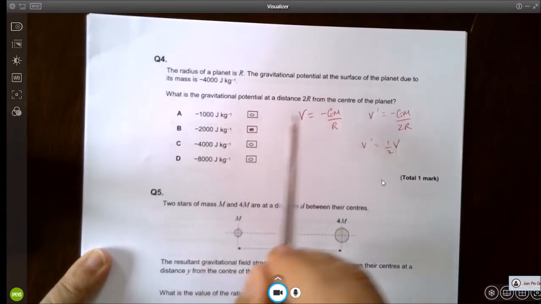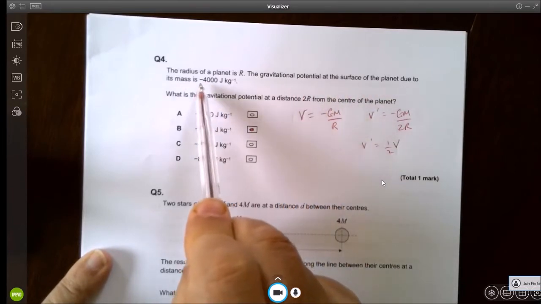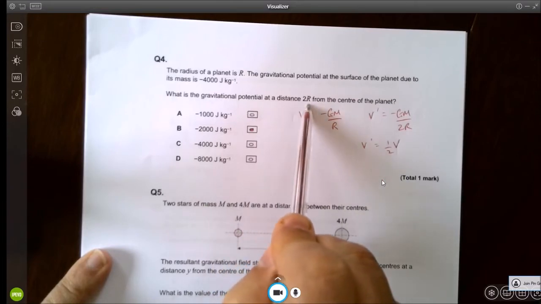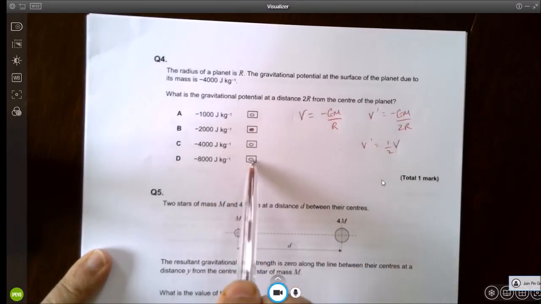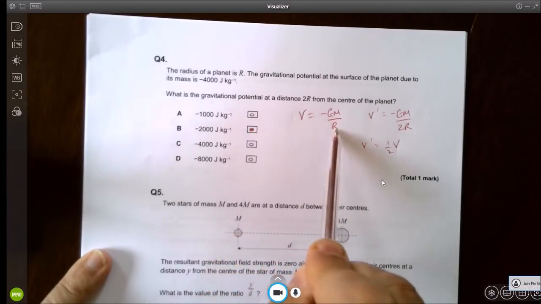Again, I'm hoping that you can see that it's going to change, and when it changes it must be less because you're getting further away from the centre of the planet. So D is a really bad answer. A is the answer you get if you forget it's r and do r squared.